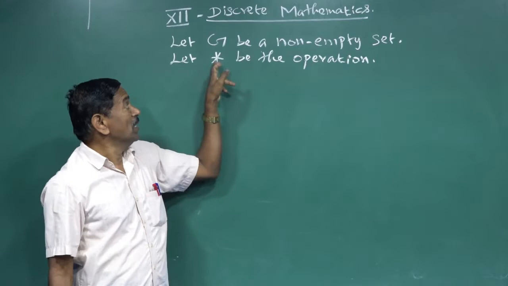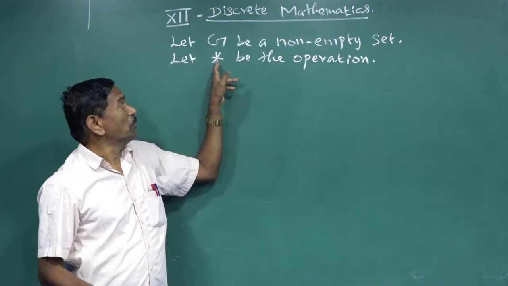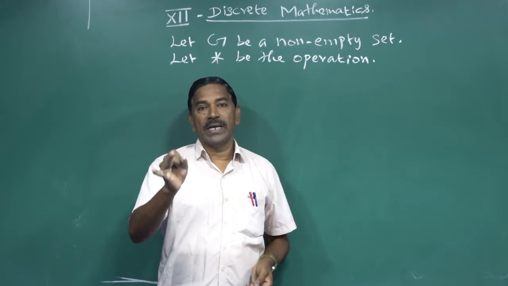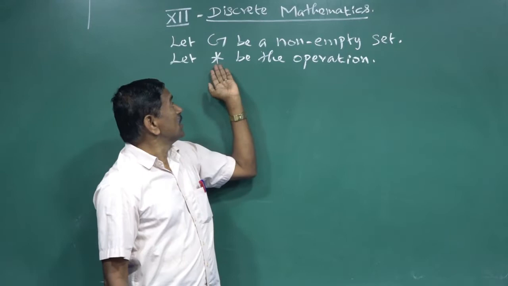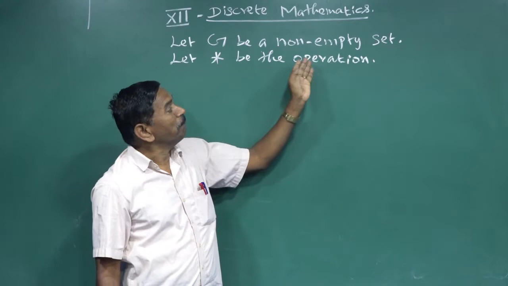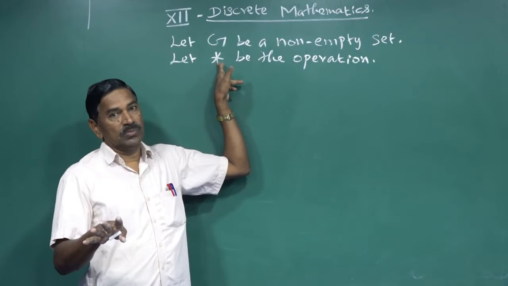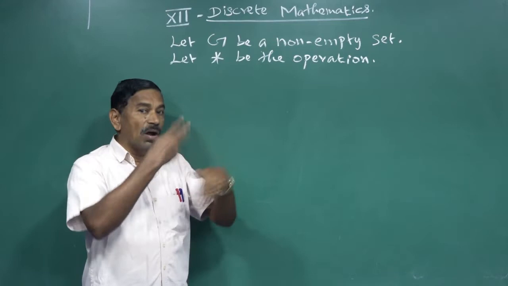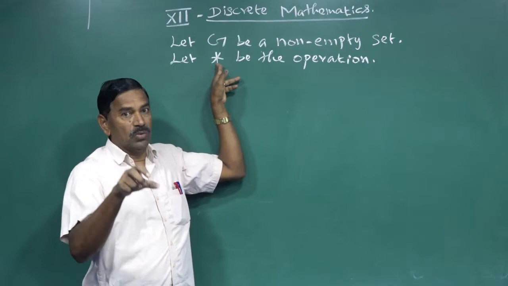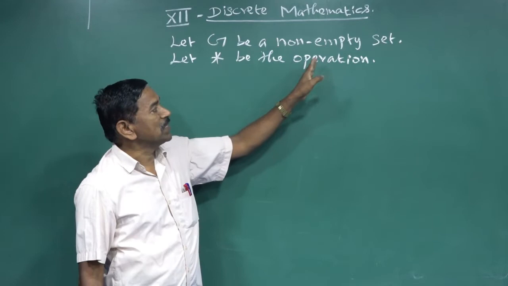Here, operation means this star is an operation. We know that the mathematical operations are four: addition, subtraction, multiplication, and division. So this star can take all four operations. Also, the star is defined by some rule, as usual for mathematical operations: plus, minus, multiplication, and divide.